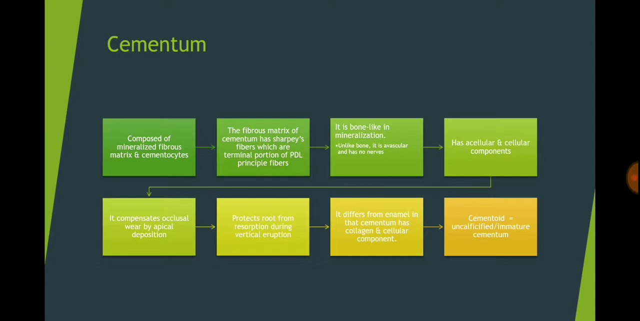Cementum differs from enamel in that cementum has collagen and a cellular component. Enamel does not have any cells. Cementoid, so the term cementoid refers to uncalcified or immature cementum.